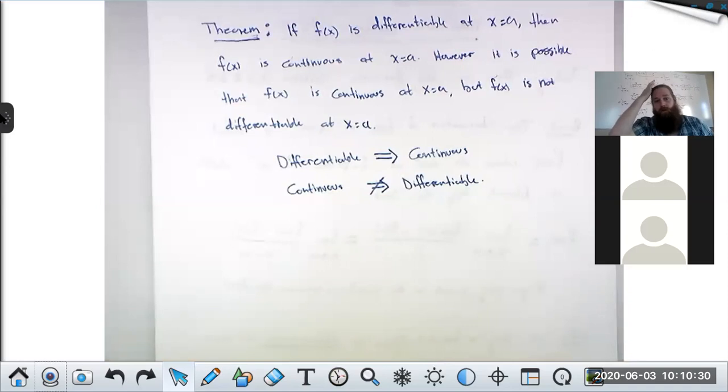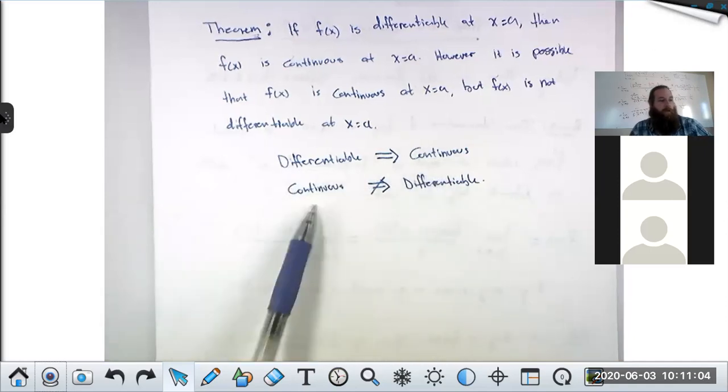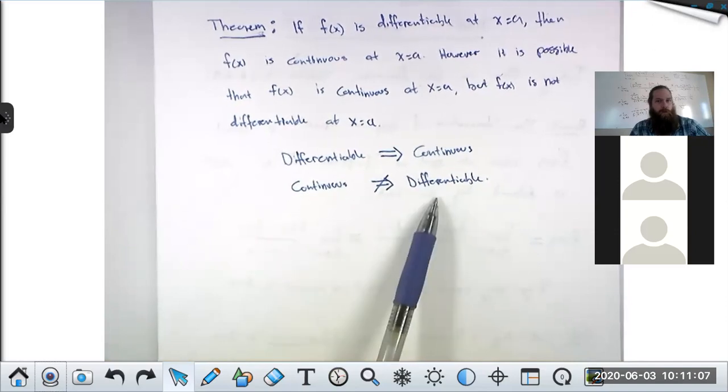One last way to think of it, differentiable means smooth, no hard corners. You can't be smooth if there's a jump or if there's a gap, like a hole. So differentiable means smooth, right? And the only way to be smooth is to also be continuous. However, you can be continuous without being smooth, right? You can be continuous and jagged, but you can't be smooth and jagged. So if you're smooth, you're definitely continuous. However, you can be continuous without being smooth.